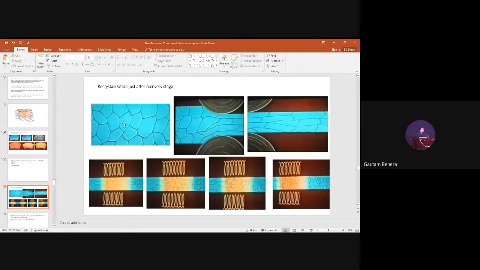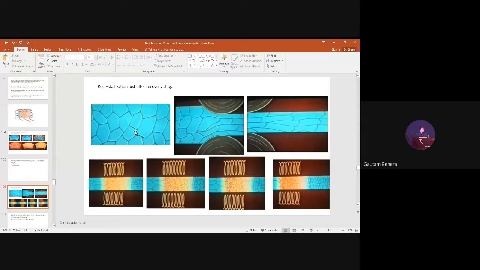Which kind of grain is this? Just tell me quickly. Which kind of grain structure is this? Nobody is saying. Undeformed. That is fine, but what is the structure of this grain? Do you remember when I was talking about the solidification part in IPM? Upon solidification, what kind of grain structure do you get? Equiaxed and columnar. Equiaxed, somebody has told equiaxed.